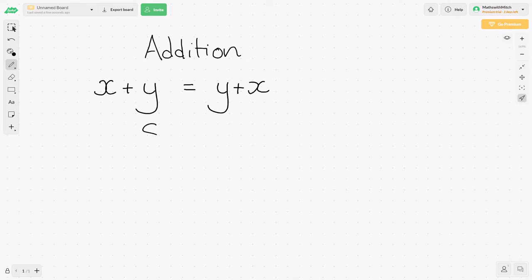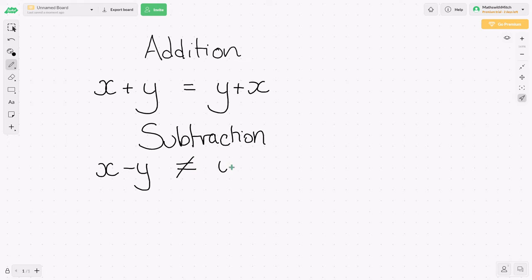So next up, subtraction. Again, you've done this with numbers before, so we can look at x minus y. So in this case, you're taking y away from x, and the order does matter. So x minus y is not the same as y minus x. So let's do that with a little explanation.